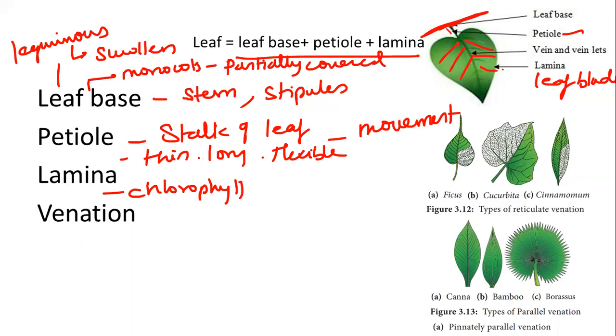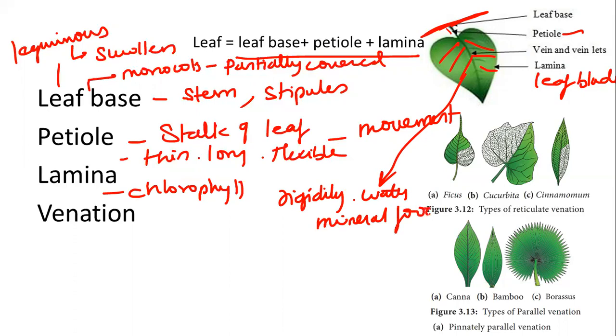It contains veins and veinlets, which help in rigidity and also in the transport of water, minerals as well as food. So these veins will be helping in that manner.